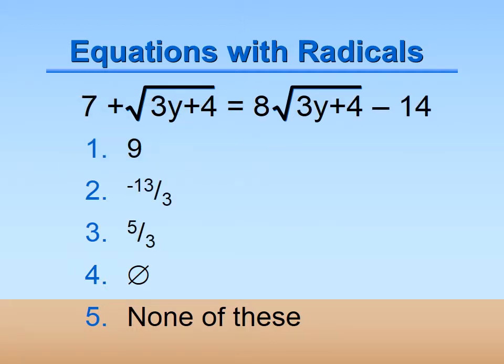Okay, go ahead and try this one here. So remember, you want to get your radicals on the same side. My hint would be subtract the square root of 3y plus 4 from both sides.